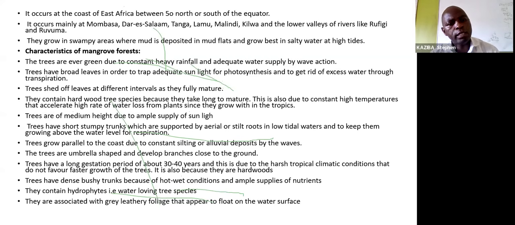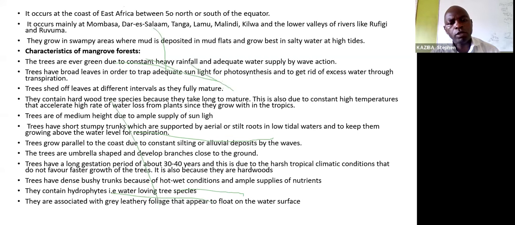Then the trees are hardwood tree species, being in the tropics, and because they take long to mature, and due to constant high temperatures. Then they have short stumpy trunks. So the trunks are short and tilted, with aerial roots. Why? Because they have to breathe. So God created them in that feature to enable them breathe.